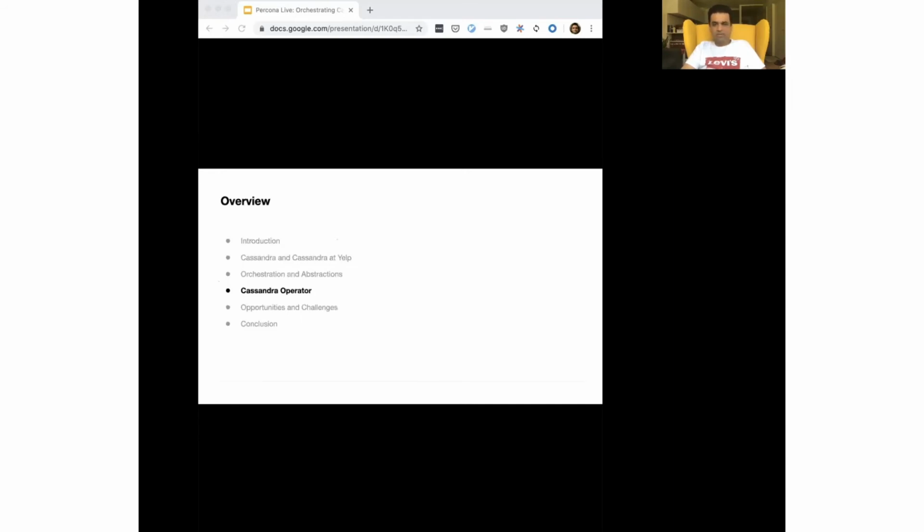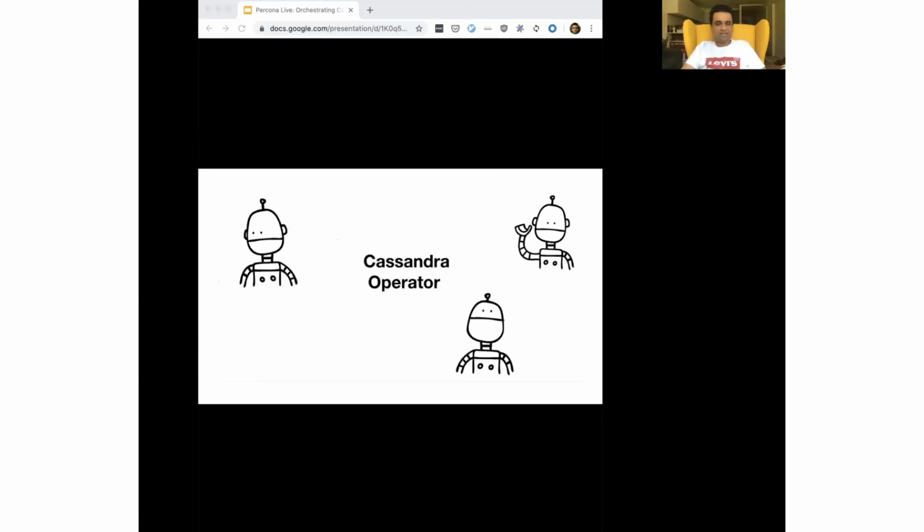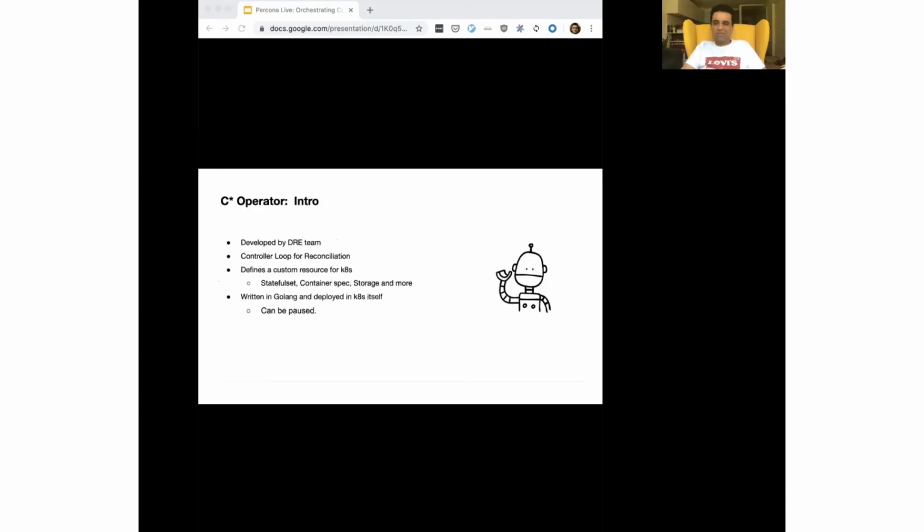And now let's talk about Cassandra Operator itself. Cassandra Operator has been developed by the DRE team at Yelp. And why? Because much like our platform as a service, we needed an operator which understands our infrastructure, which is quite idiosyncratic with respect to our infrastructure deployment, and which integrates very well. And at that time, at least, there was no other operator which provided this functionality.